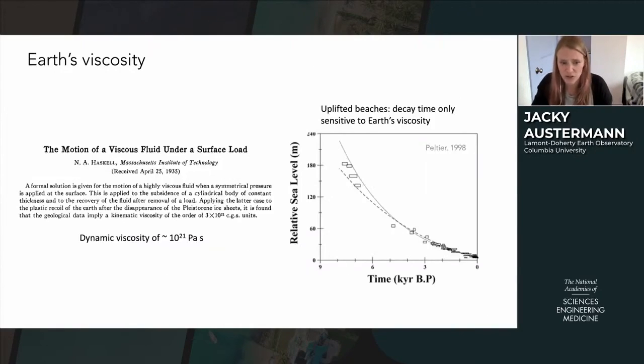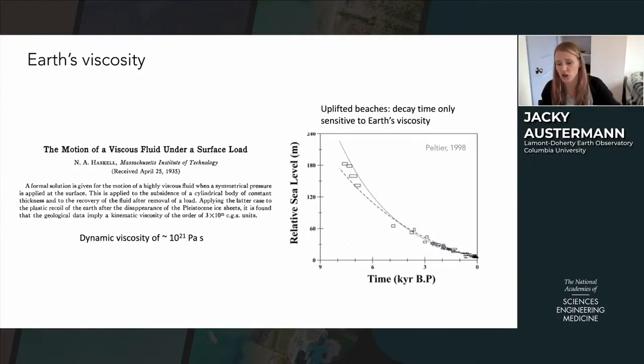In fact, some of these observations were the first to tell us about Earth's viscosity. So Haskell in 1935 used uplifted shorelines in Fennoscandia to suggest that Earth's viscosity is 10 to the 21 Pascal seconds, which is really a measure that pretty much holds today. And similar work, of course, has been done since.